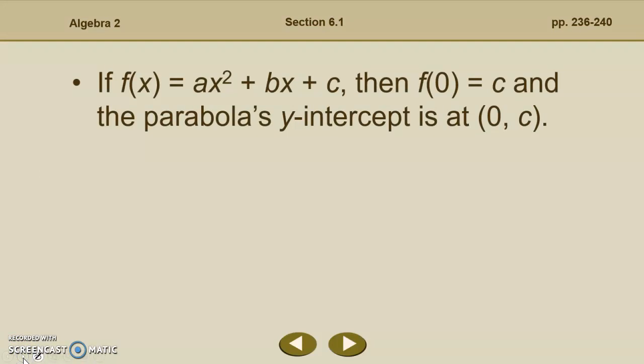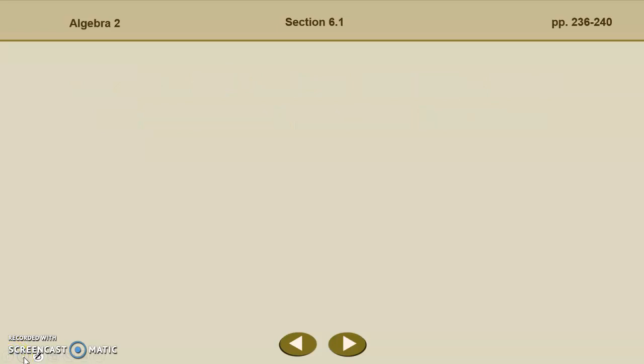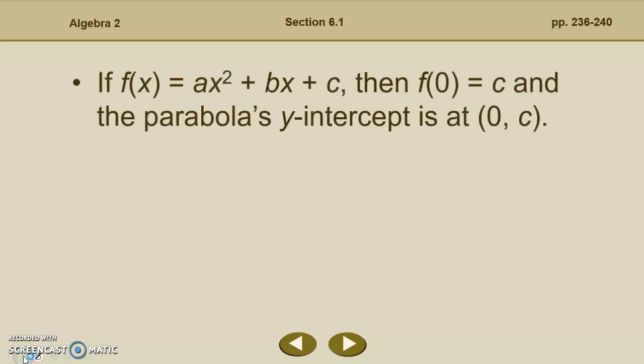All right, let's talk about this function and see what we can figure out. If f of x equals ax squared plus bx plus c, then f of 0 would just equal c, and the parabola's y-intercept is at 0, c. I went the wrong way there. All right, so if f of 0 equals c, the parabola's y-intercept is at 0, c.